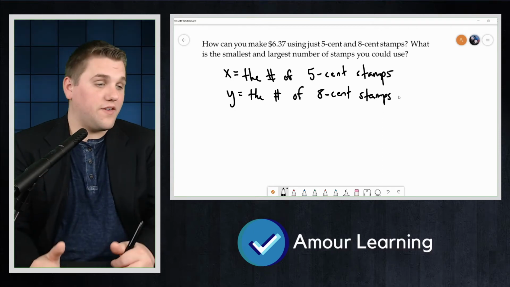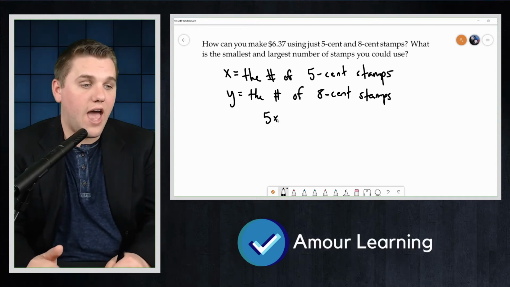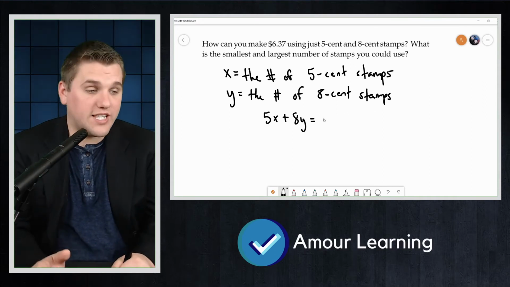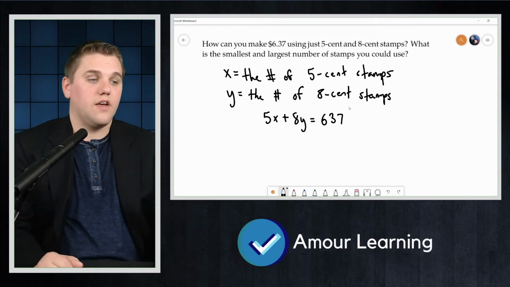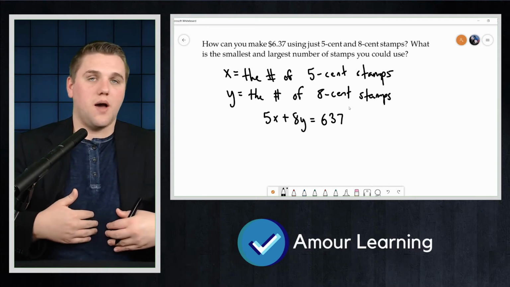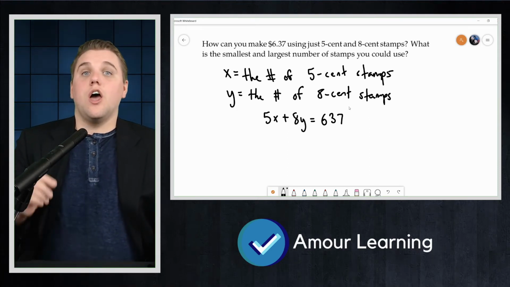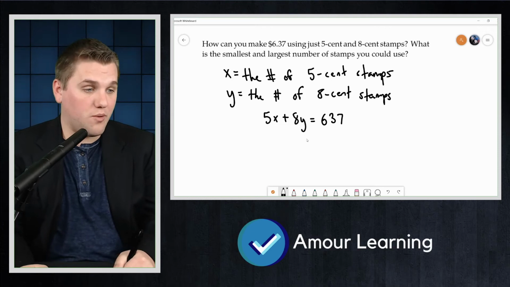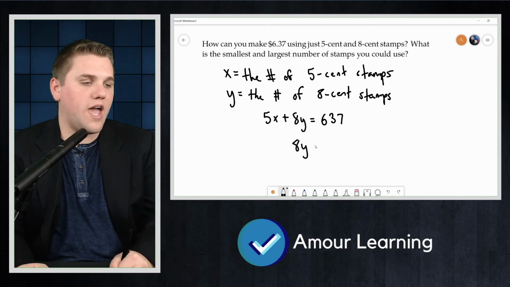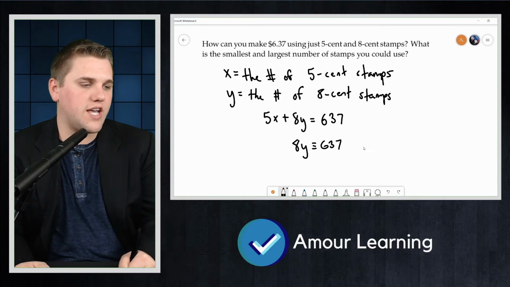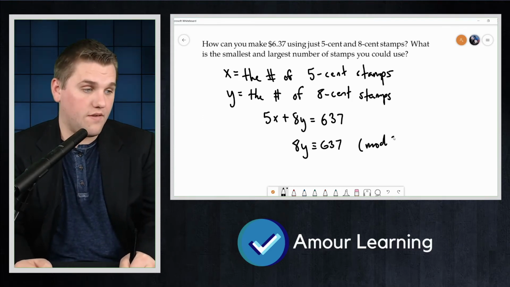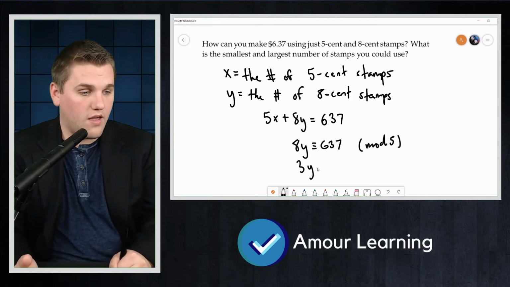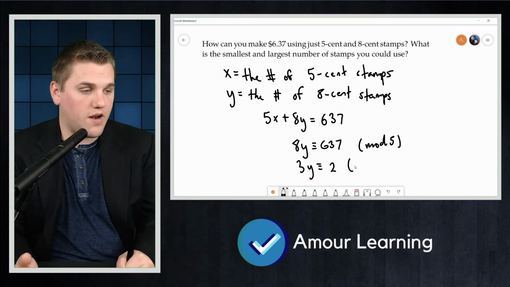Okay, we have here now that 5x plus 8y equals 637. So this is writing without using decimal places. We want everything to be integers. Now convert to a congruence and solve. So we have, for example, mod 8 or mod 5. We have 8y equals 637 mod 5, which can be reduced to 3y equals 2 mod 5.